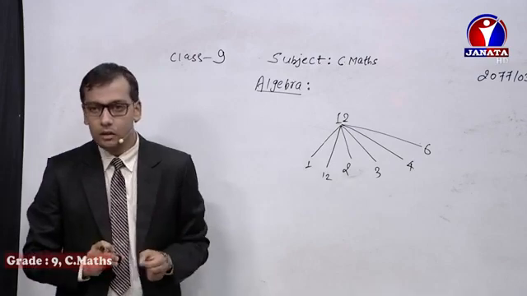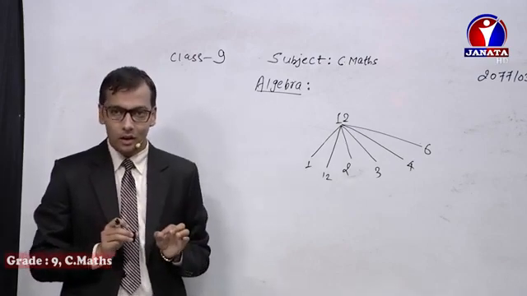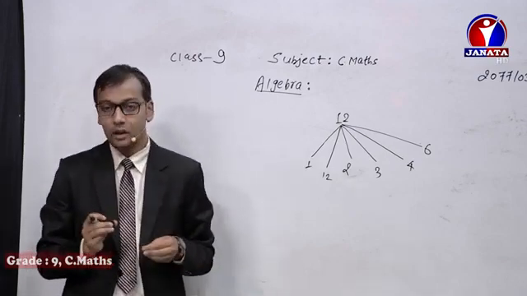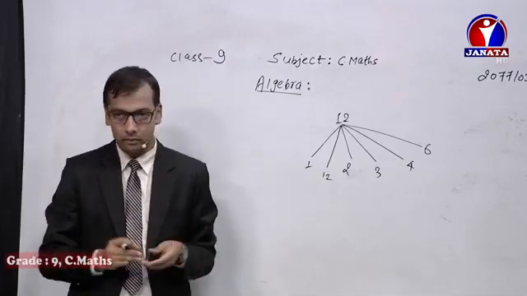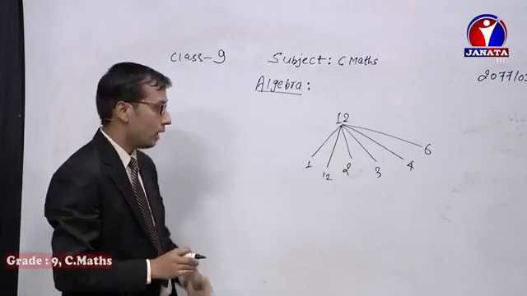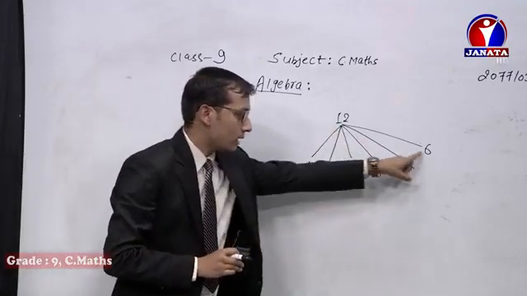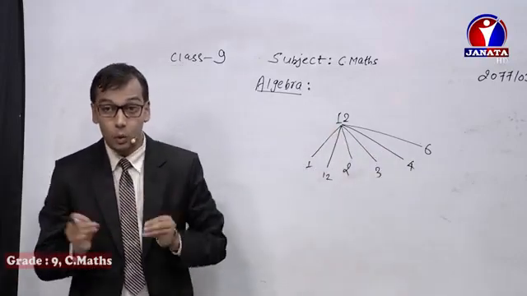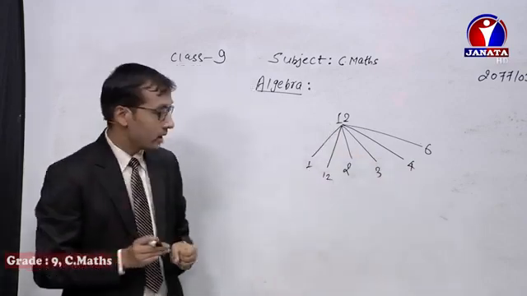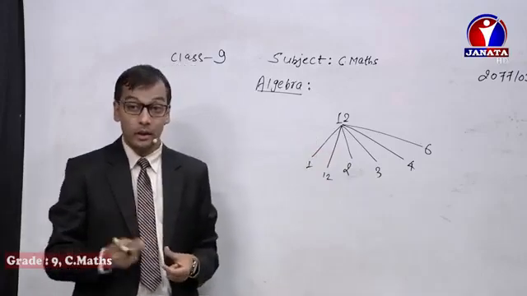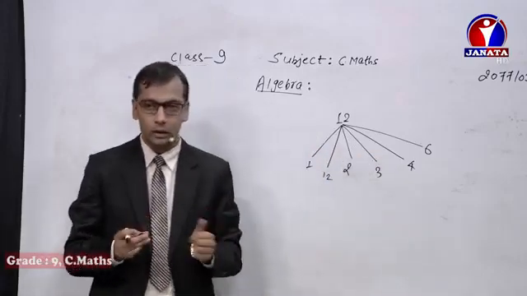So what is a factor? A factor is a number or any algebraic expression that divides another number exactly, meaning without any remainder. Here, if we divide 12 by 6, we obtain 2, there is no remainder. If we divide 12 by 4, we can divide exactly without any remainder. So these numbers are the factors of 12.